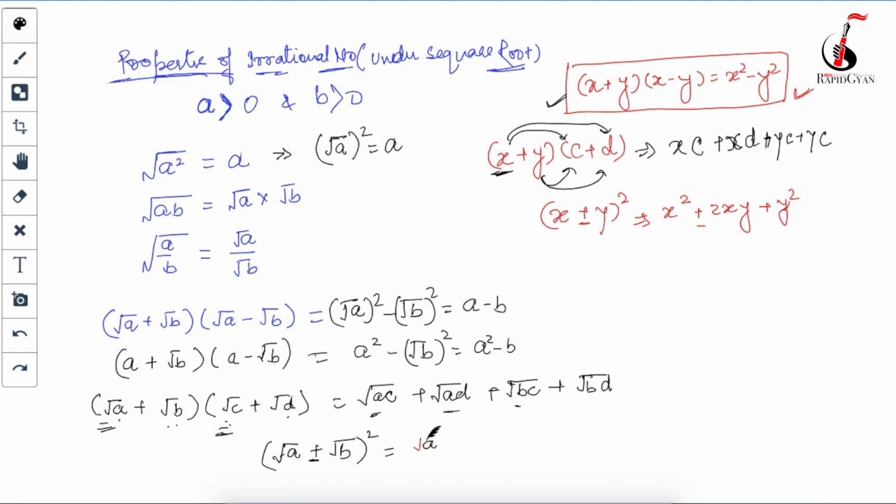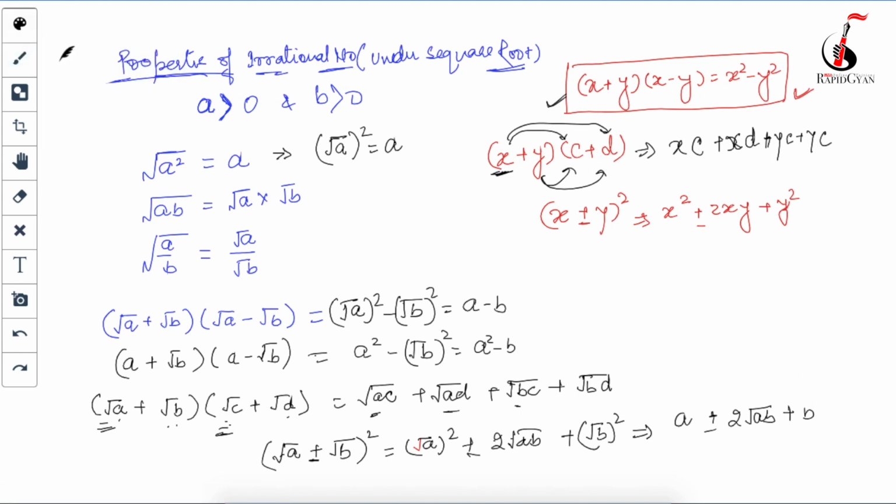So this will be your under root a square plus 2 times under root a b plus under root b square, correct? So what will this give you? This will give you a plus minus 2 under root ab plus b. Sorry, not a square, this will be just a. Okay, my bad. This will be a and this will be b. Hope you guys understand this.